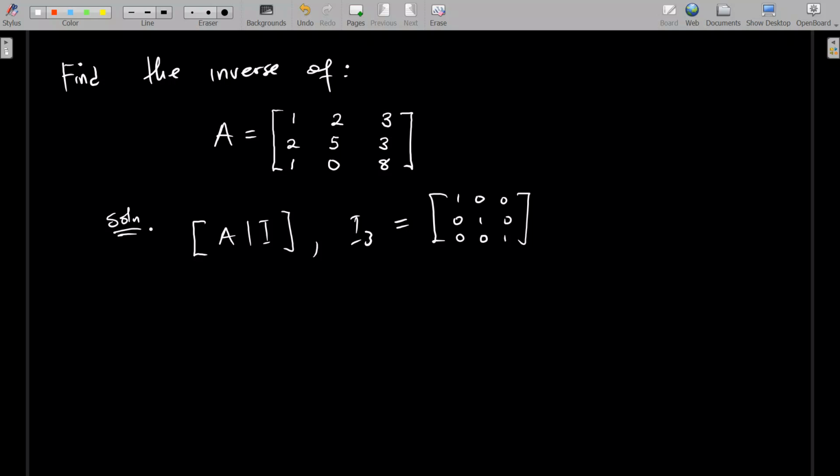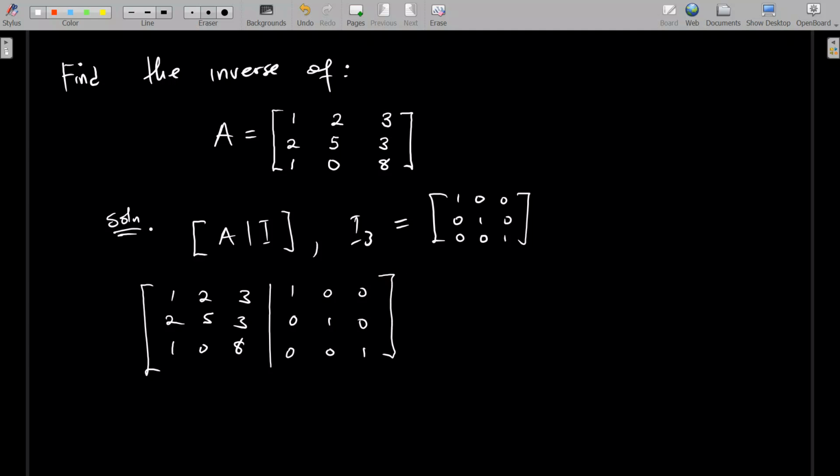So what you're going to do is write matrix A as 1 2 3, and then 2 5 3, 1 0 8, and then I put a line. If you want, you can do that, but that depends on what you want to do. I'm going to use a straight line to divide A and the identity matrix. So with the identity matrix, I have 1 0 0, 0 1 0, and then 0 0 1. And if A is invertible, you're going to get something nice.